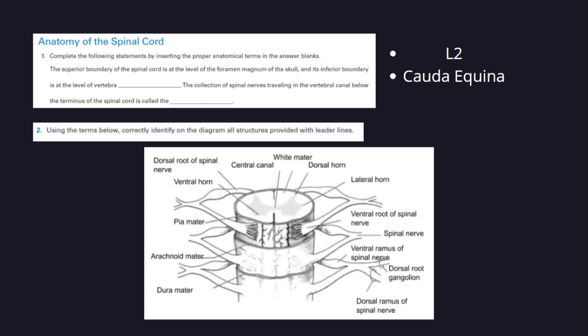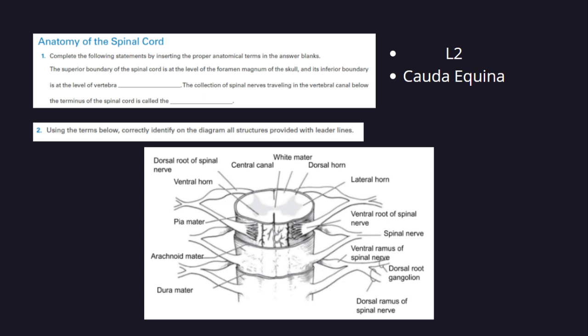The superior boundary of the spinal cord is at the level of the foramen magnum of the skull, and its inferior boundary is at the level of vertebra L2. The collection of spinal nerves traveling in the vertebral canal below the terminus of the spinal cord is called the cauda equina. Number 2, using the terms below, correctly identify on the diagram all structures I provided with letter lines.